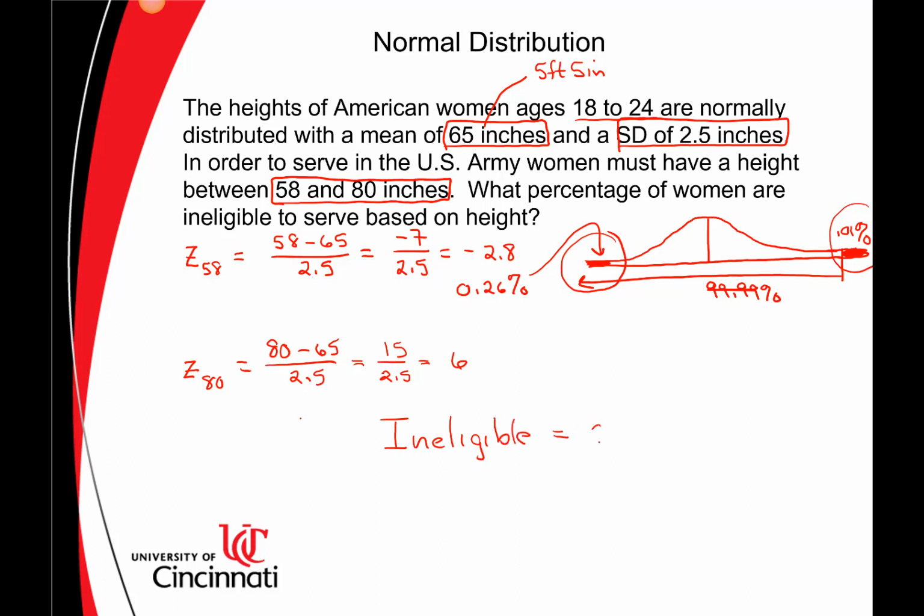So the ineligible is going to be the 0.26% who are shorter than what the military would prefer, and the 0.01% who are taller than what the military allows. They may not even fit in a Humvee. Okay? Wouldn't even fit in a Hummer. Total percent who are ineligible, 0.27%.